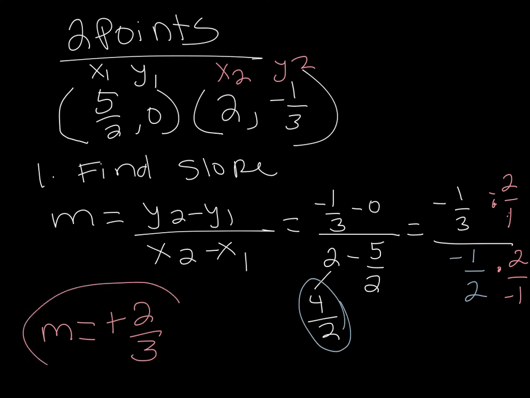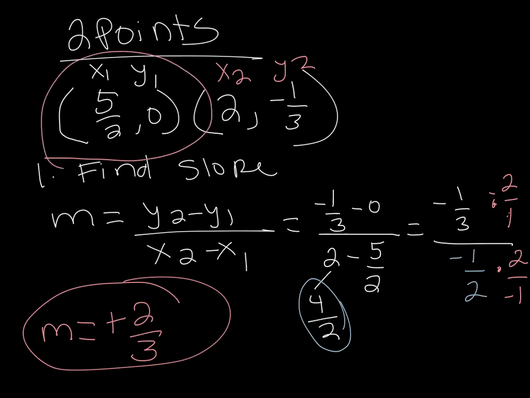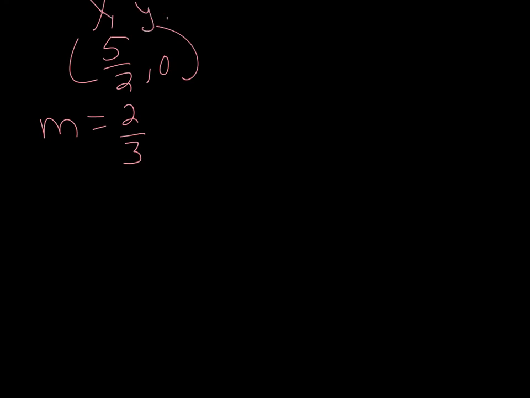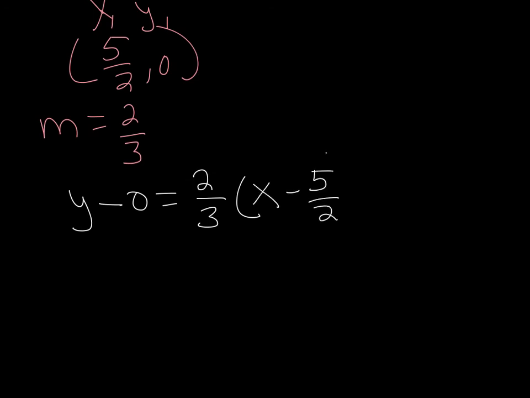So hold that. Now I'm going to take that positive 2/3 and my first point, and we're going to plug that into our point slope formula. So I had my point of 5/2 and 0, and my m equaled 2/3. And this was x1 and y1. Now let's plug those in. So I have y minus 0 equals 2/3 times x minus 5/2.